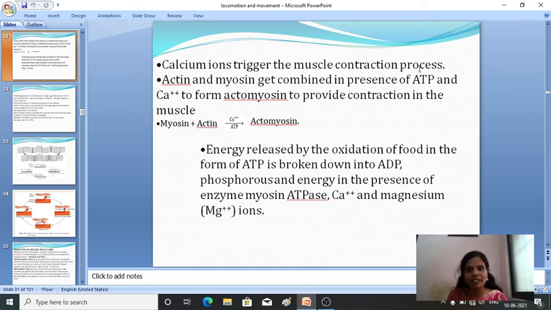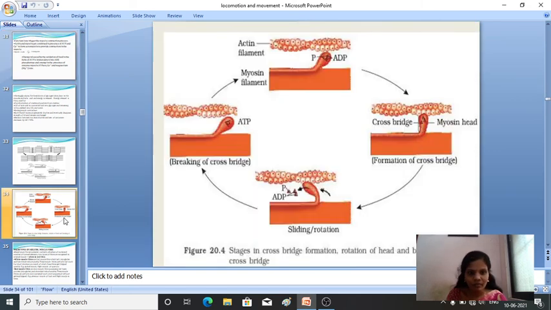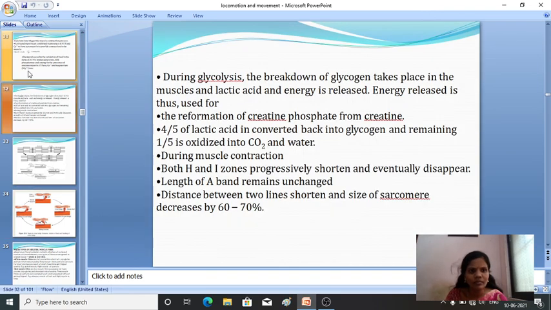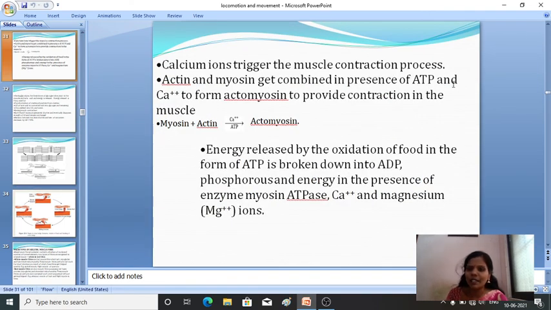Calcium ions trigger the muscle contraction process, and the actin and myosin get combined in the presence of ATP. The actin and myosin will get combined in the presence of ATP here. The actin and myosin get combined in the presence of ATP and the calcium ions to provide the contraction in the muscles. What happens here, actin and myosin are combined in the presence of calcium and ATP to form actomyosin. Okay, this provides the contraction in the muscles.